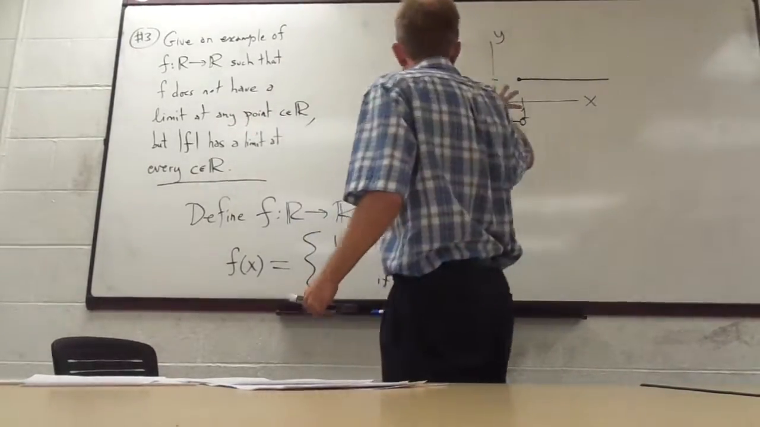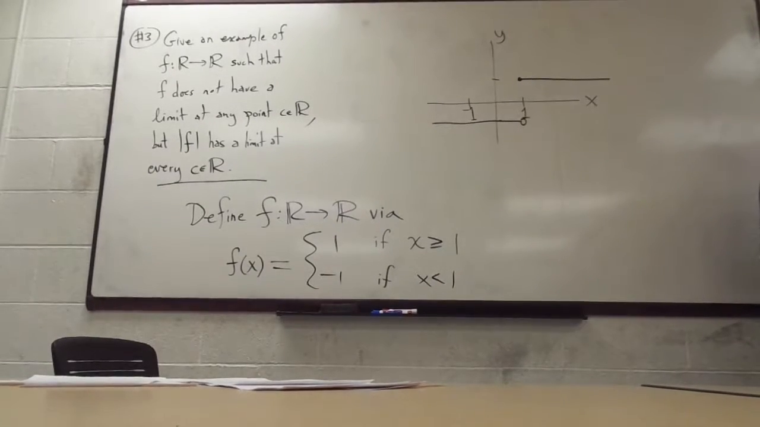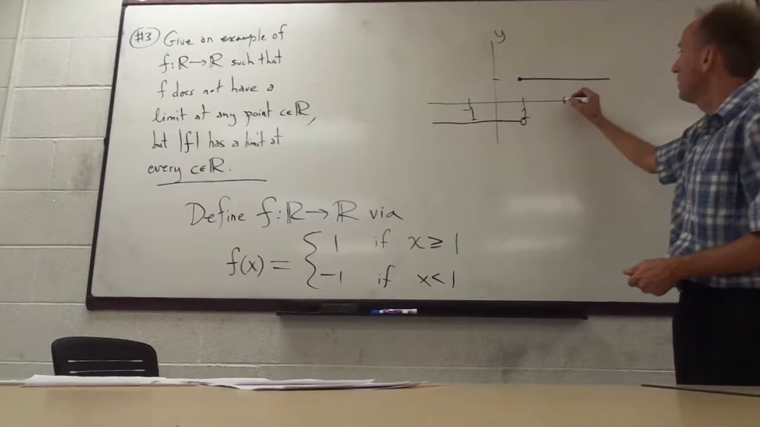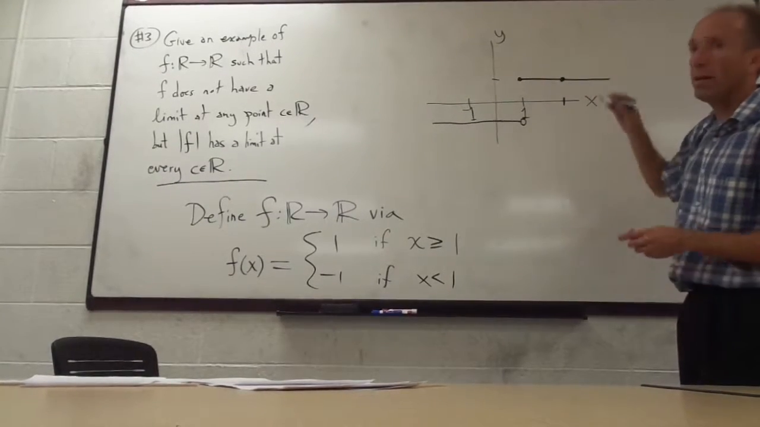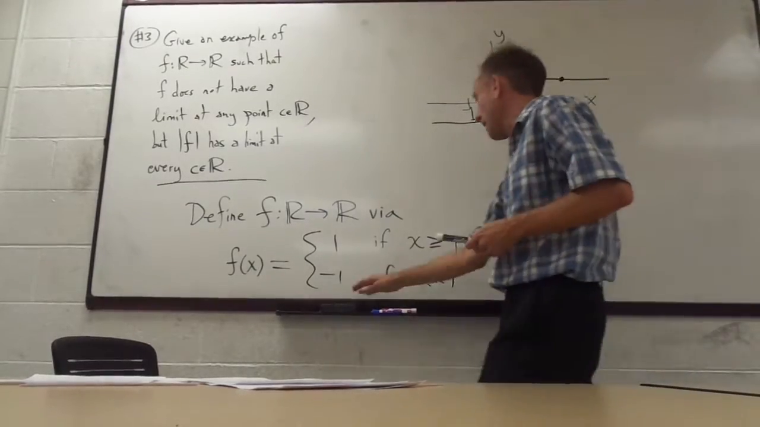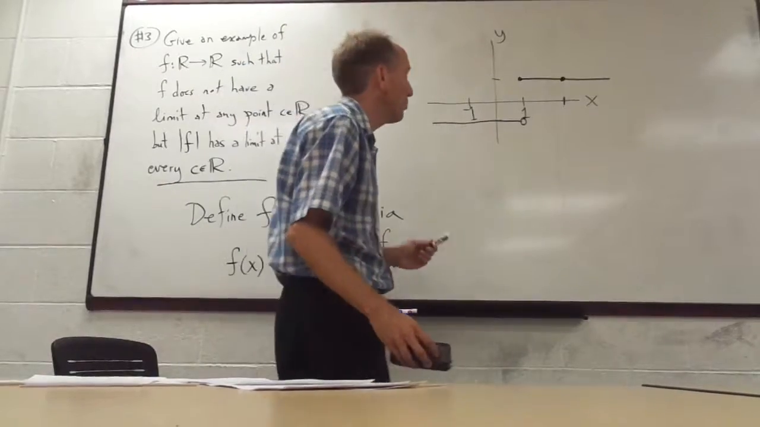Is it true that right now this function does not have a limit at any point? Any point means, if we pick, say, over here, does the limit exist right here? Yeah, it does, right? It's right at that point. Okay, so this function doesn't quite work. I like this thought, 1 and minus 1, but we need to do it a little bit differently.